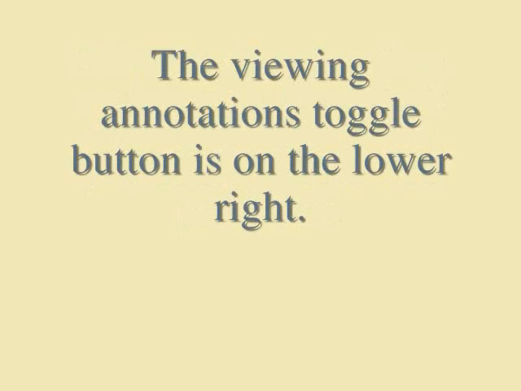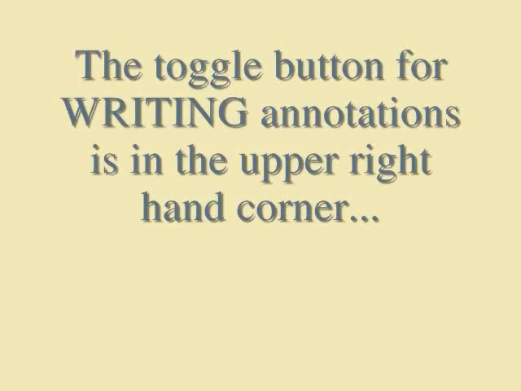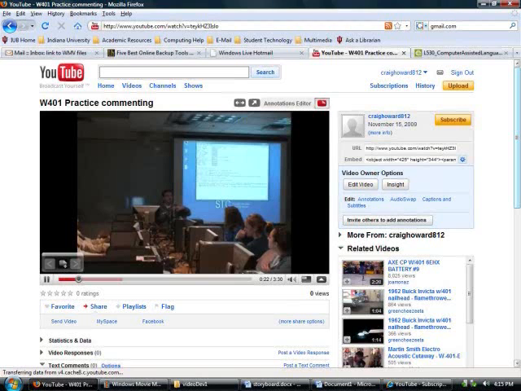The viewing annotations toggle button is on the lower right hand side of the viewing screen. It's a little arrow pointed up. The writing annotations button is on the upper right hand side of the screen. That's a red square box with a white triangle in the middle. Make sure that you have annotations turned on.